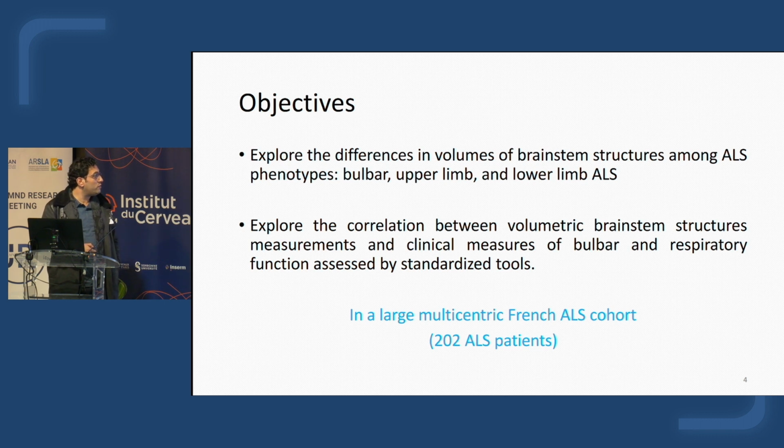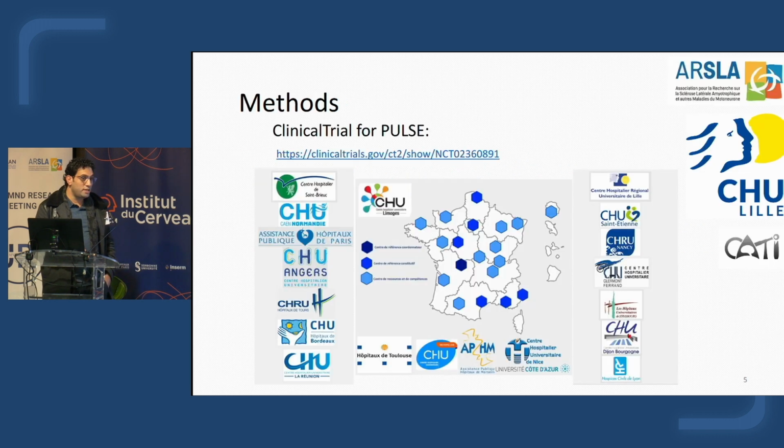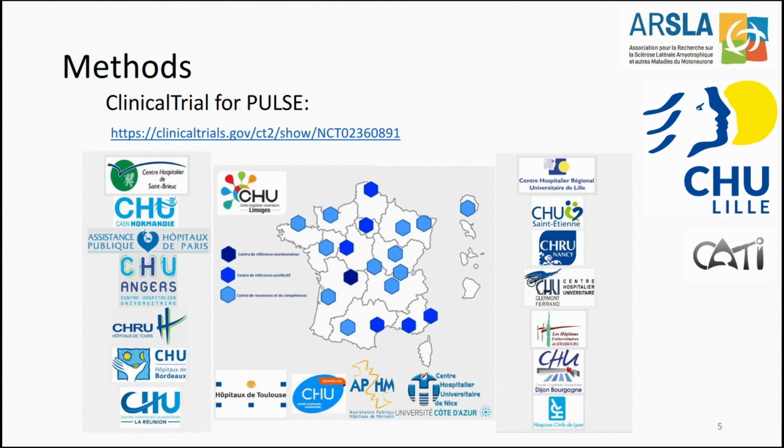And the second objective is to explore the correlation between the volumetric brainstem structures and the key functional outcomes of respiratory and bulbar function. For the bulbar function, we used the ALSFRS-R score, and for the respiratory function, we used spirometric measurements. The particularity of this study is that it is on a large multicentric French ALS cohort of 202 patients. This study is part of a larger clinical trial called PULSE, which aims at individualizing a predictor for ALS patients.